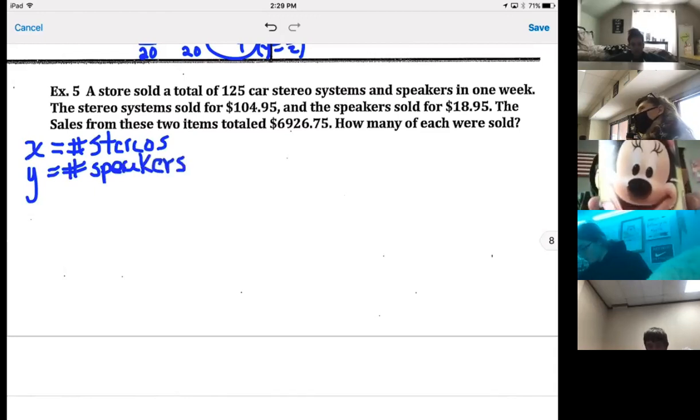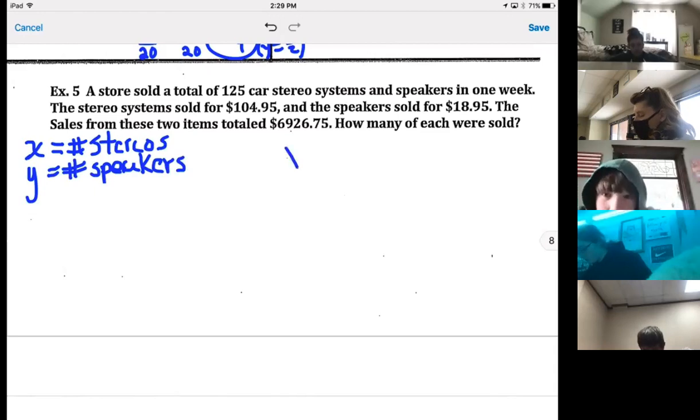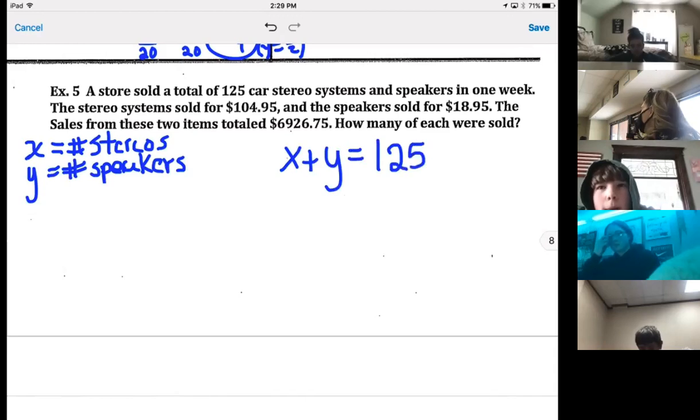All right, now we have a total of 125 of both together. So that equation looks like this. Does that make sense where that came from? X plus Y equals 125? Could you actually walk us through how you picked out which the variables?